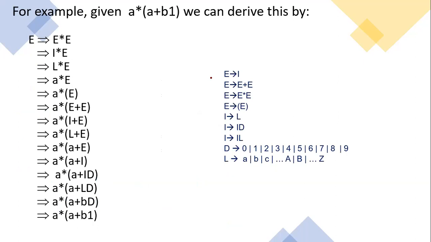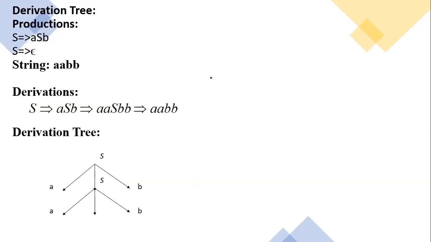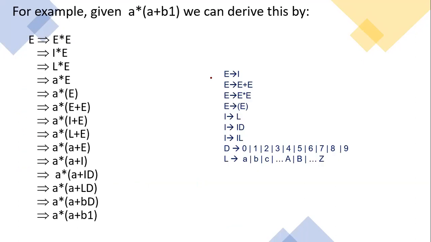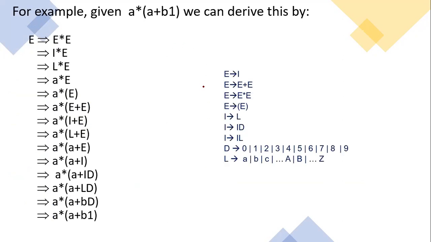Time is over. Please note some homework: A star A plus B1. Please make a note of this production. You please derive with the leftmost and rightmost. We will see in the next class. Please all of you note this production.